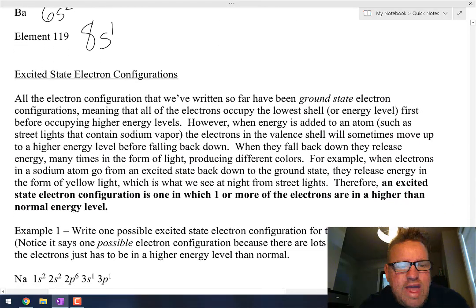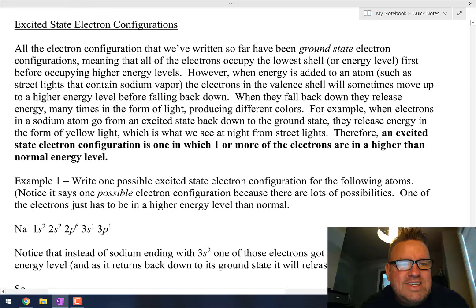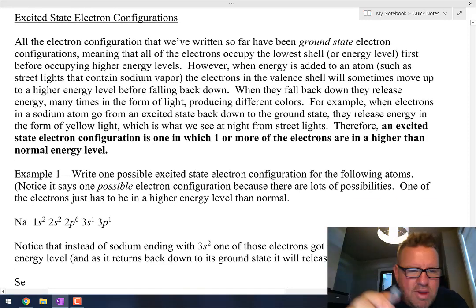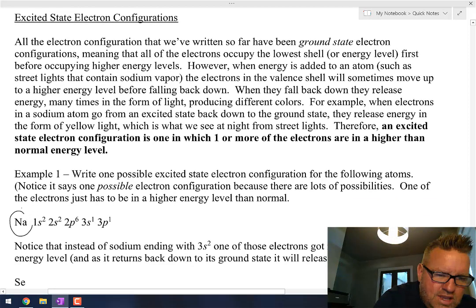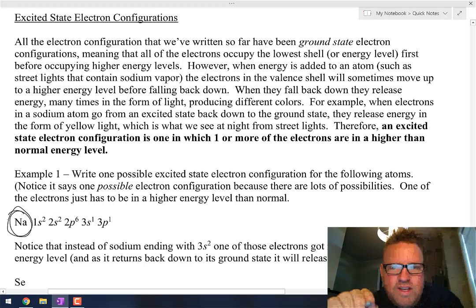Okay, and then our last part here is what are called excited state electron configuration. And if I remember correctly, I did make a big mistake here. So I want to make sure that I fix that. Hopefully you're watching this video so you'll see my mistake.